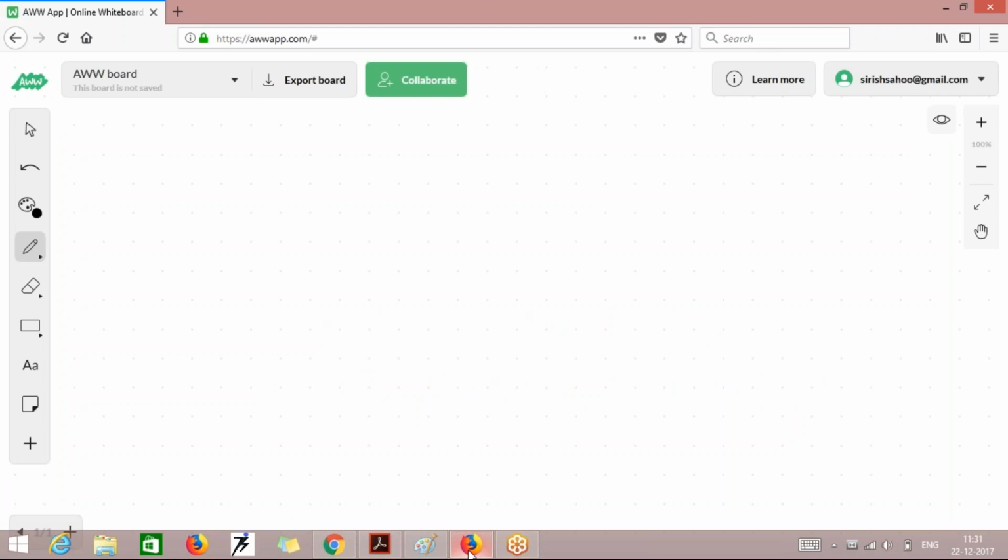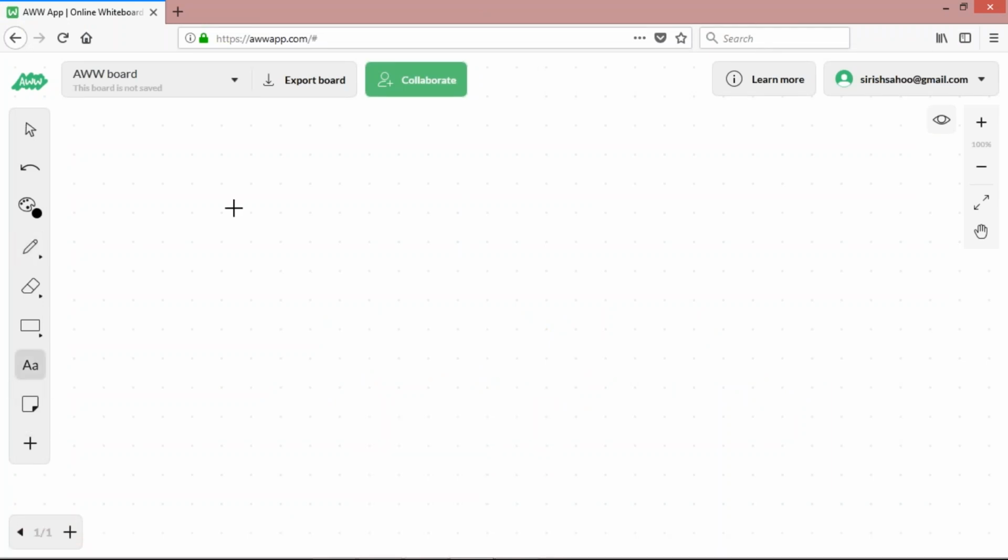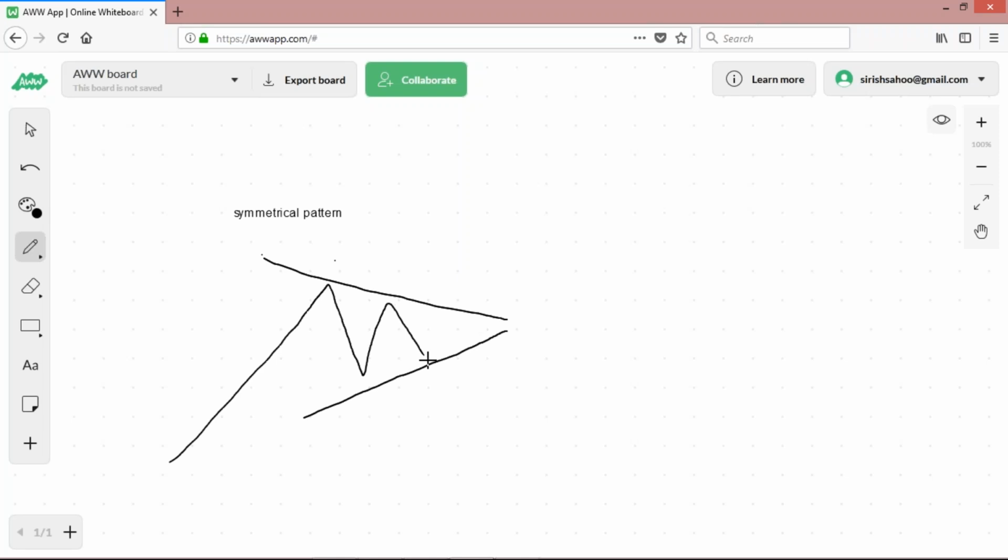So moving to the first, that is the symmetrical pattern. So what exactly happens and how does it look? For basic information, let me draw. This is just a formation like this, where there is a previous uptrend and it gives a breakout. So this is what a symmetrical triangle looks like.